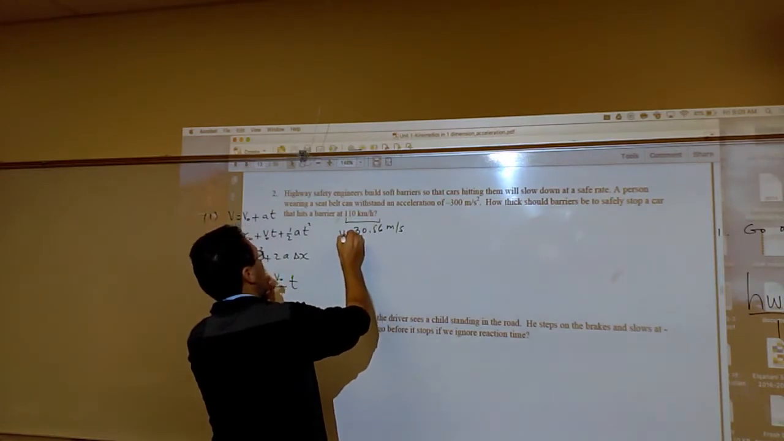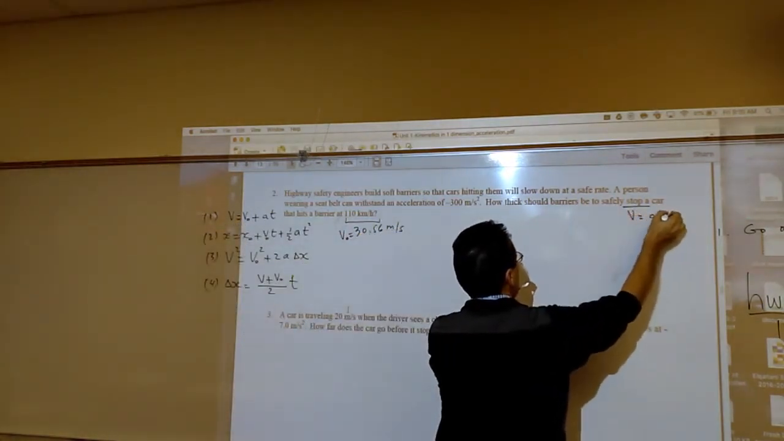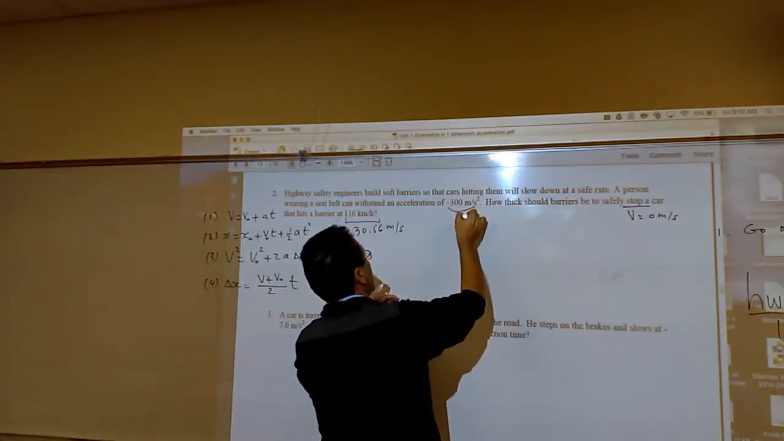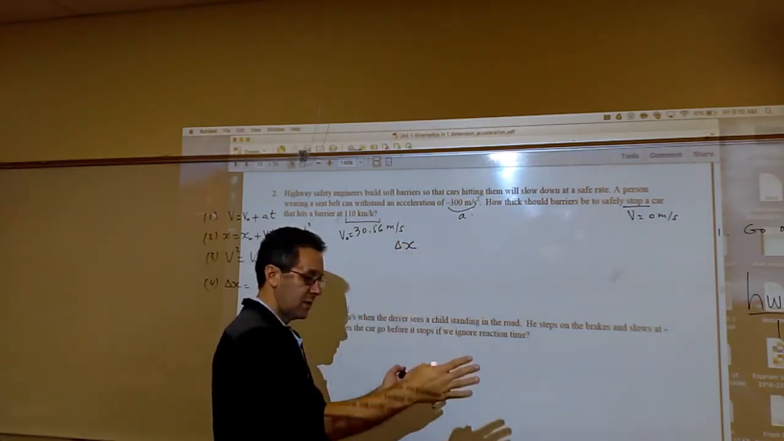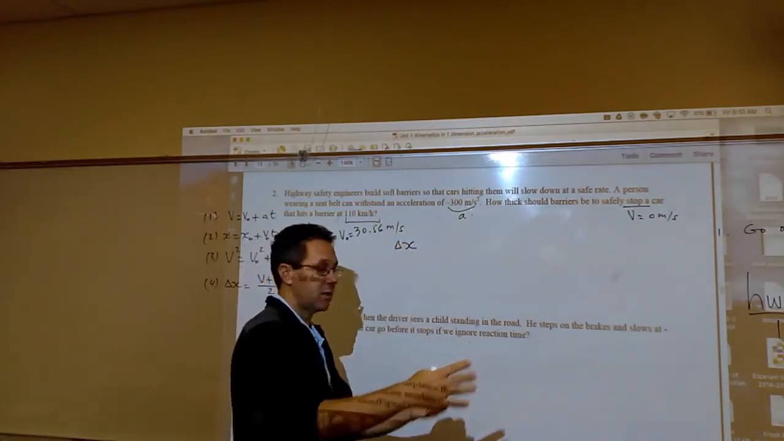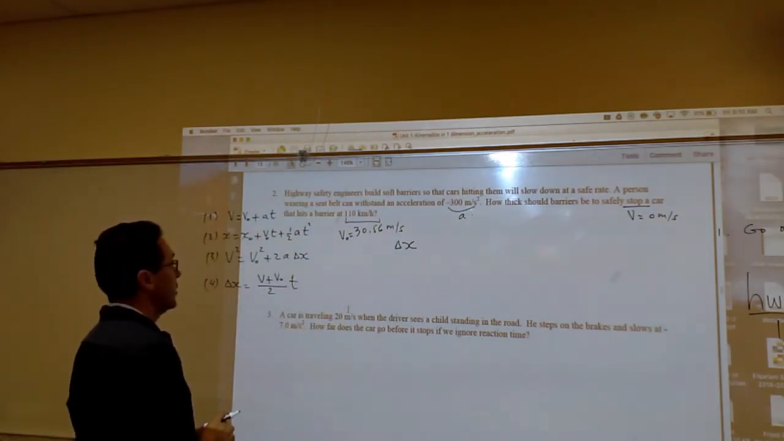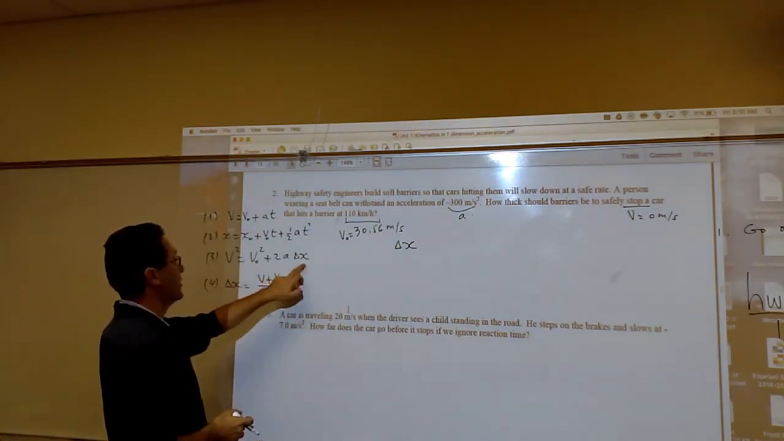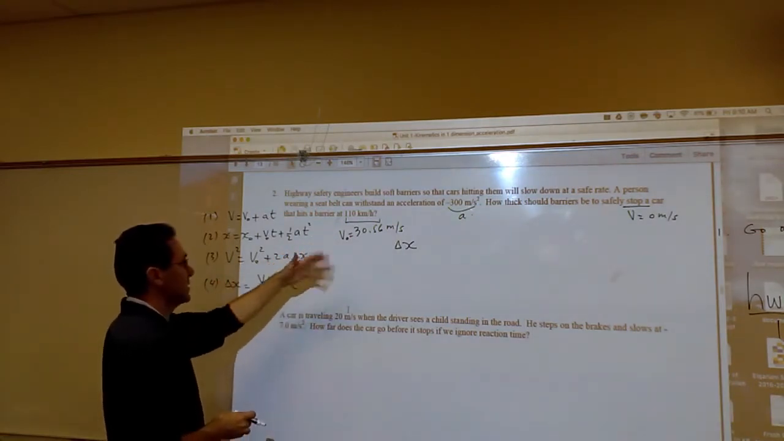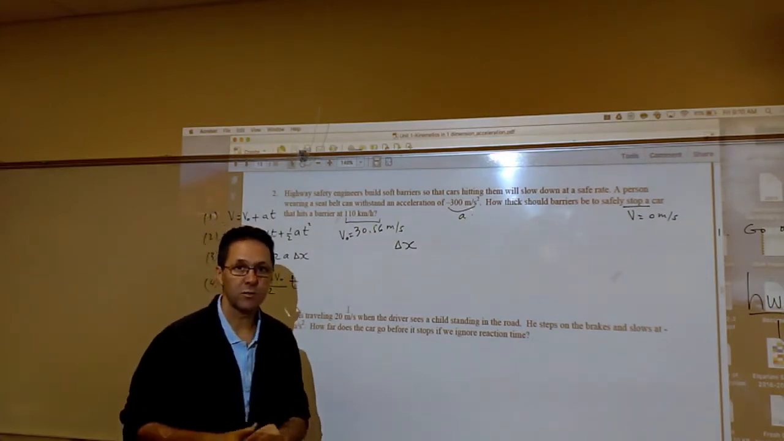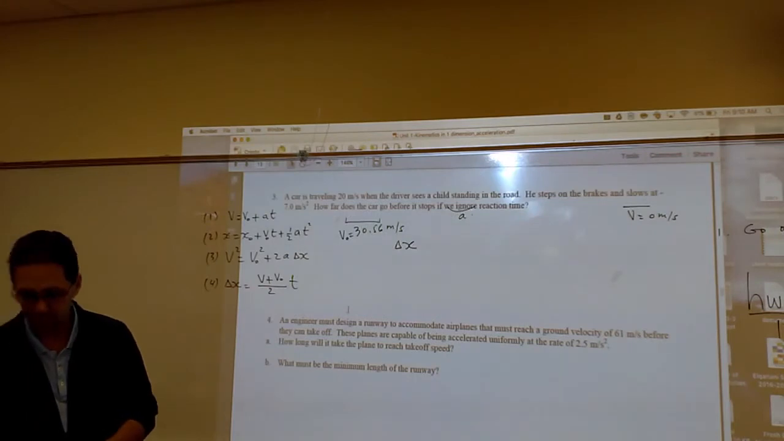So this is v0. The final is 0. This is my acceleration. And it's asking how thick, which means it's asking for the distance it's going to travel before it stops, once it hits the barrier. So this looks exactly like number 1. So I have to use the third equation, set v to 0, set v0 to 30.56, and I'm not going to keep doing it because you know how to do the math. Third one.